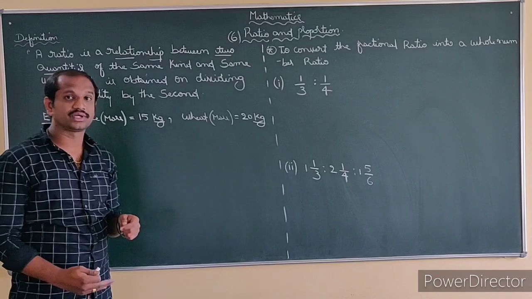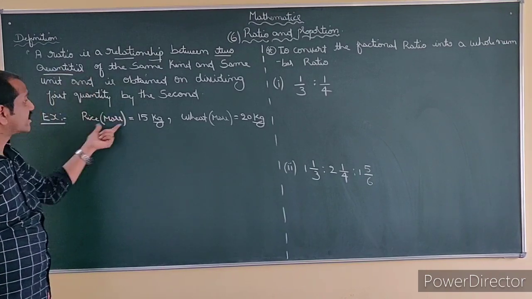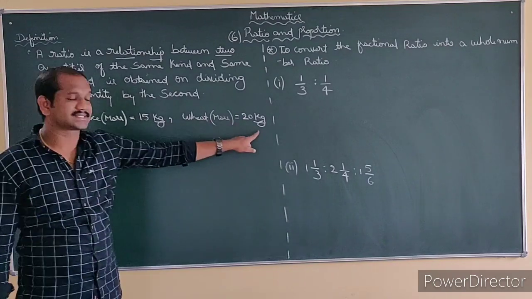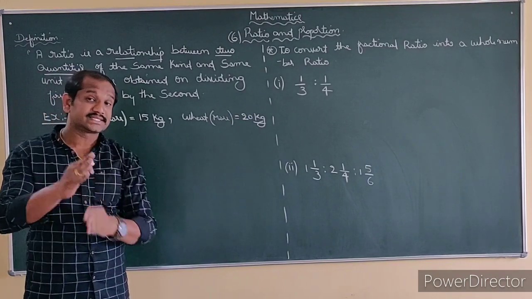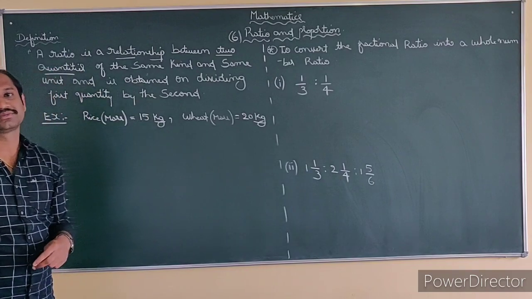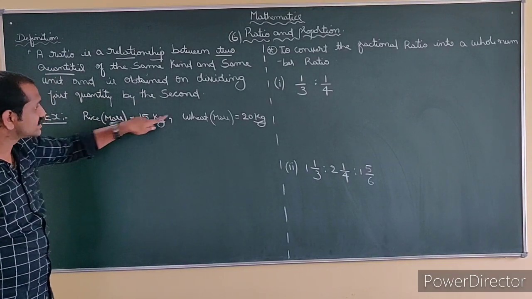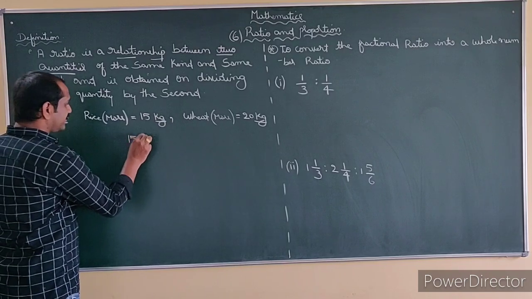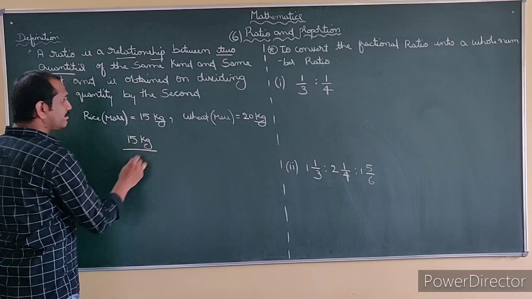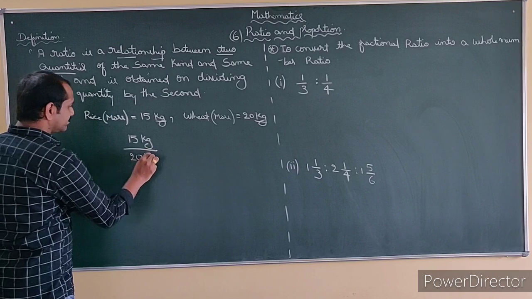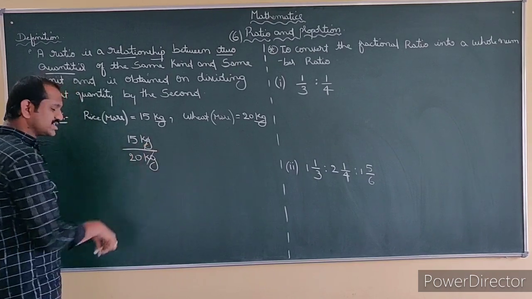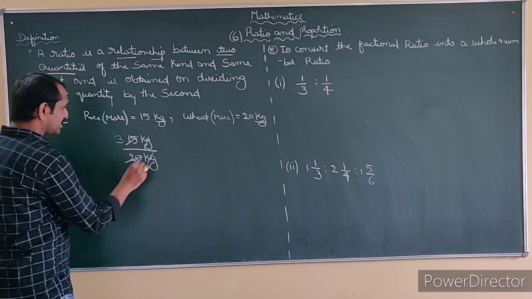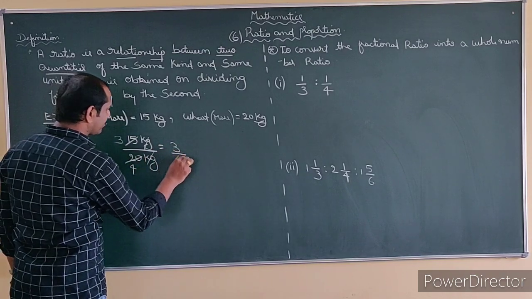Now I want a ratio. What will I do? What is the ratio of rice and wheat? First of all, I have to see both are in the same units. Yes, only if both are in the same units can we have a ratio. That you all know. And I have to divide the first one by the second one. So that is 15 kg by 20 kg. Here kg also gets cancelled. So 5 3s are 15, 5 4s are 20, that is 3 by 4.